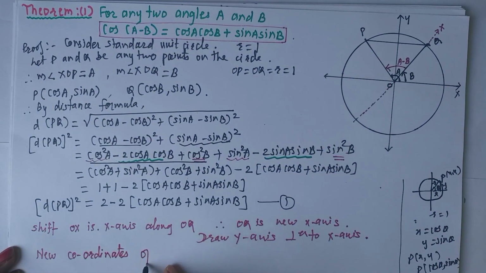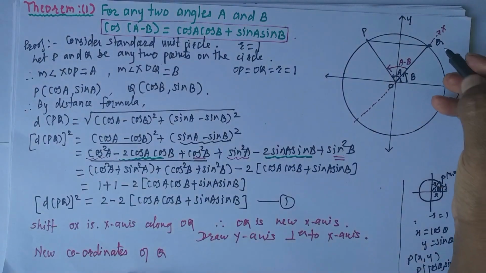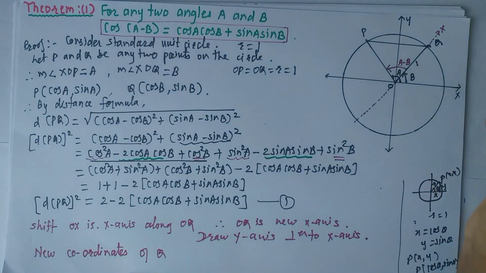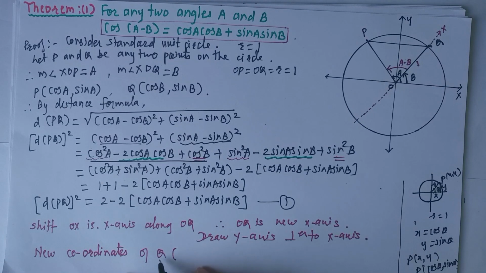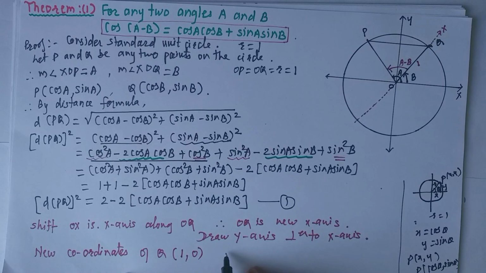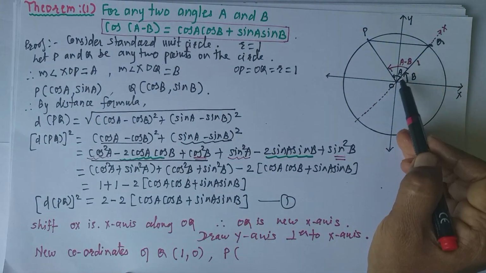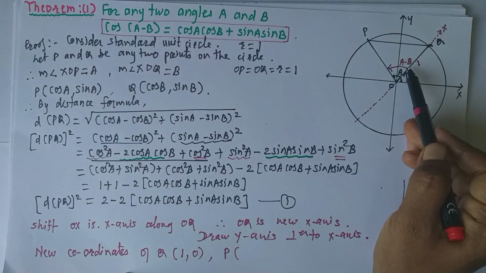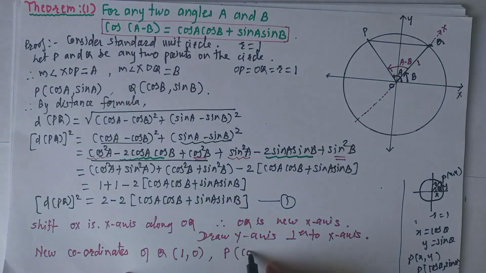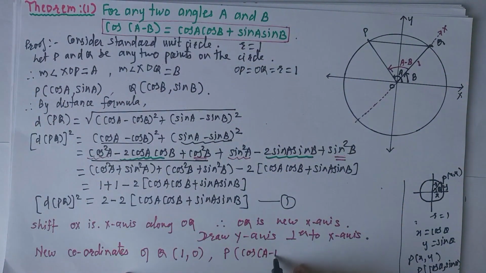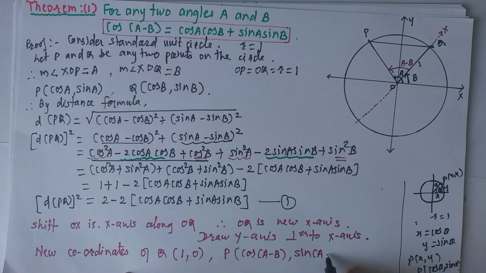The new coordinates of Q will be what? Now, this OQ is nothing but the radius and it is 1, and Q lies along the x-axis. Therefore, the new coordinates of Q will be 1, and the y coordinate will be 0. And what will be the new coordinates of point P? See, point P makes angle A minus B with the new x-axis. Means the angle is A minus B. Therefore, the x coordinate will be cos(A minus B) and the y coordinate will be sin(A minus B).